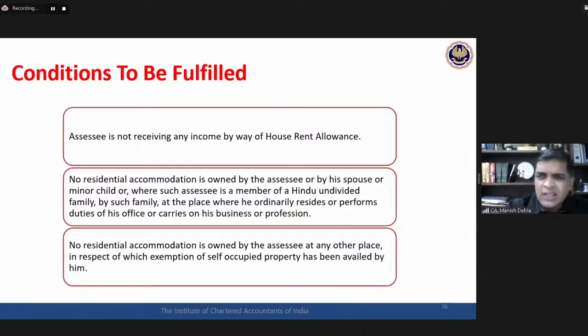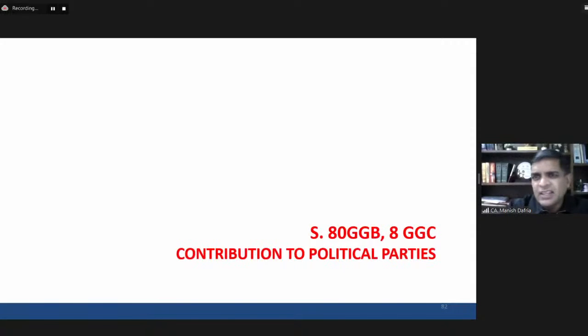So this is section 80GG, a simple kind of section, deduction in respect of rent paid for any residential accommodation. Okay. If any query is there, we can discuss it right now.